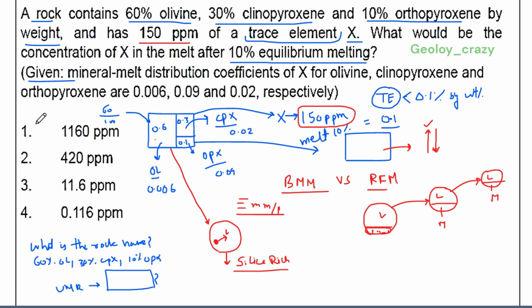Now, in the question they are asking, given 10% batch melting, we will solve this question by the batch melting model, because equilibrium is maintained in the batch melting model. In Rayleigh it is not maintained, because the minerals that are forming will come out of the system, and the liquid will again differentiate, and a new separate isolated system will form. I hope this much is clear.